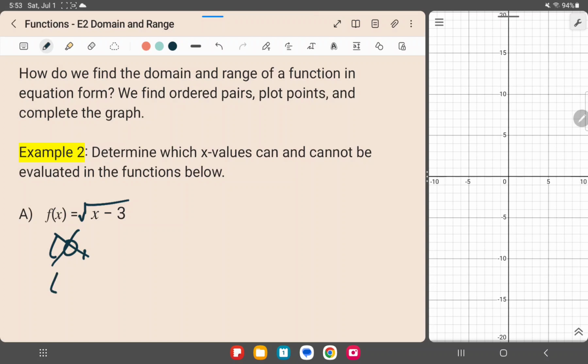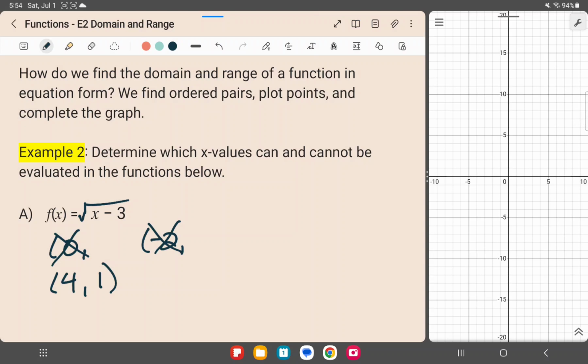How about a bigger positive number? How about 4? Okay, I can take 4 minus 3, that's 1. The square root of 1 is 1, so that works. How about a negative number? -2? -2 minus 3 is -5. I can't take the square root of -5. So I can't plug in 0, I can't plug in -2. And the reason why is because I get a negative underneath the radical.